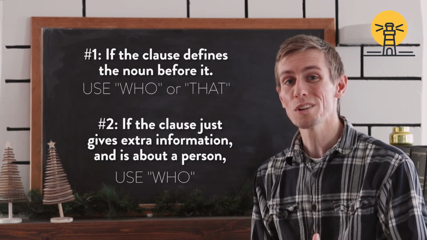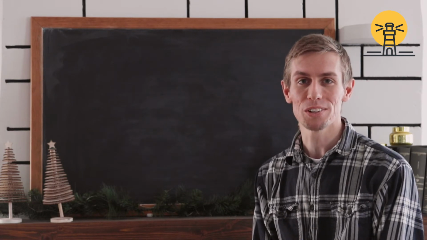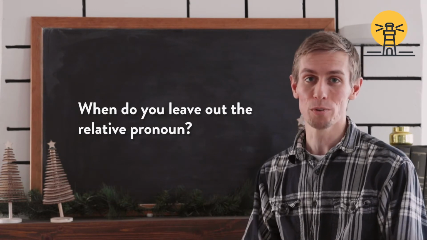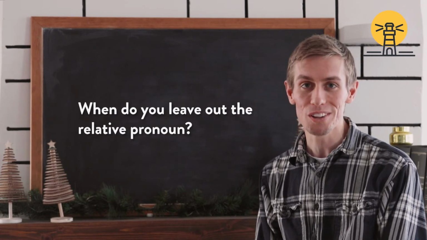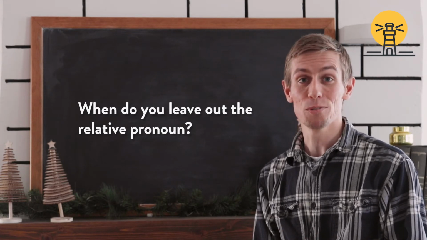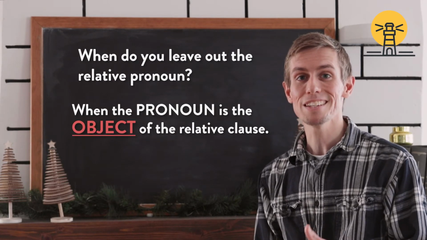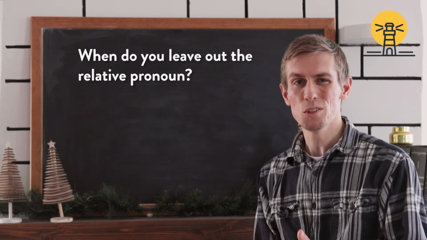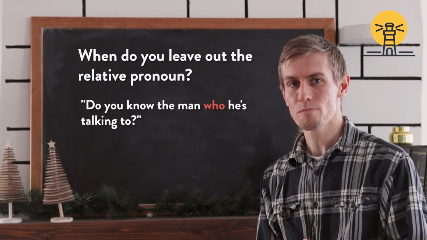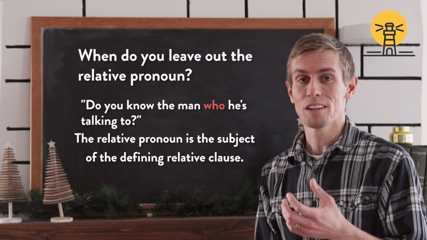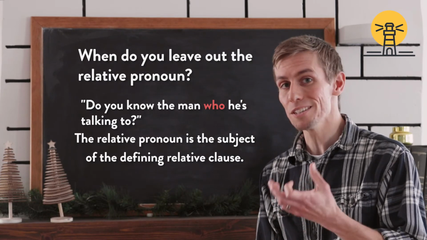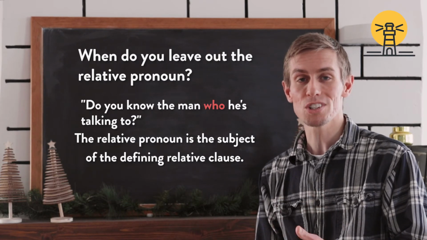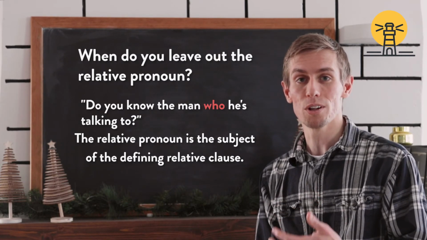One of the most tricky things for non-native English speakers is to know when to leave out the relative pronoun, or when you can leave out the relative pronoun that starts the relative clause. The most common time we leave out the relative pronoun is when the pronoun is the object of the relative clause. So for example, "Do you know the man who he's talking to?" We could also say, "Do you know the man he's talking to?" and leave out who, the relative pronoun, because in the sentence, it's functioning as an object in the relative clause.